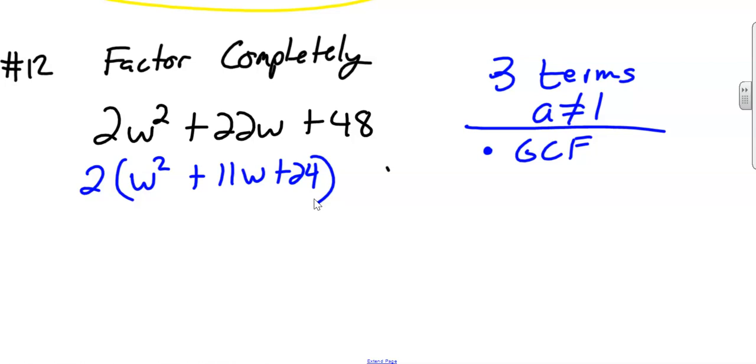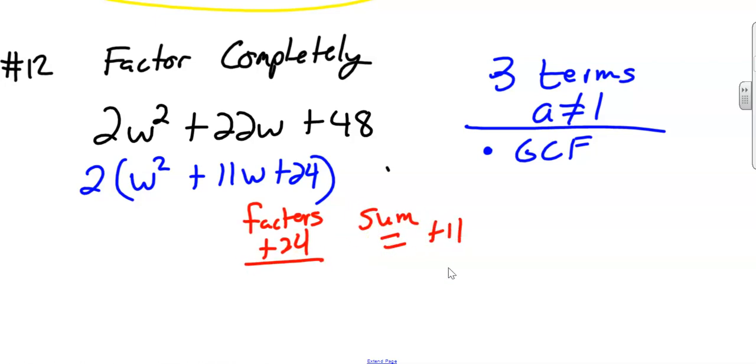Okay, once you've taken out the greatest common factor, now the a term is just 1, so now you've got the shortcut. Then on the inside here, now you can find the factors of positive 24, where the sum would equal positive 11.